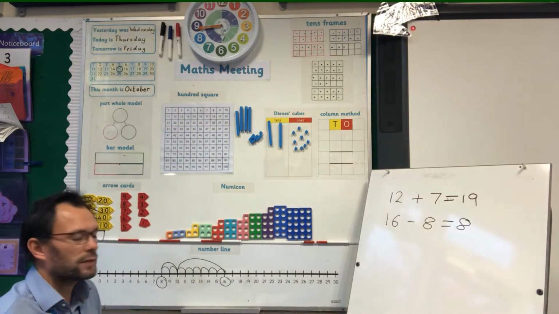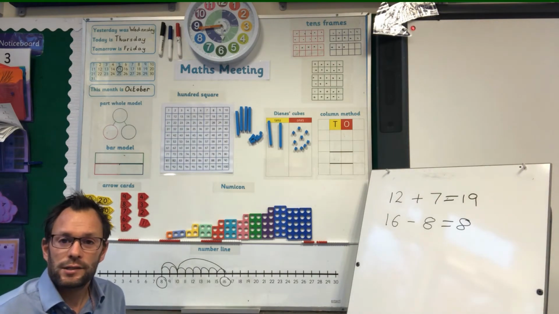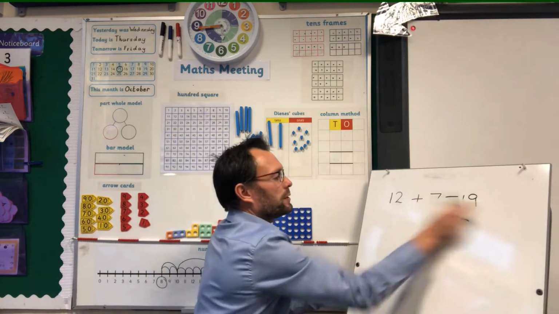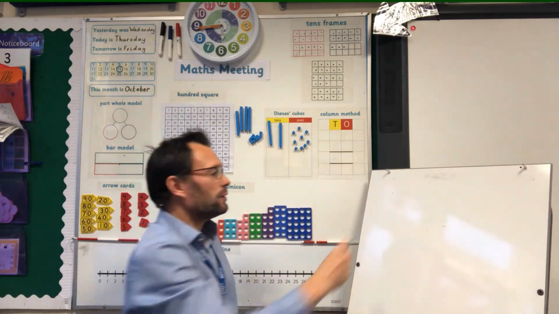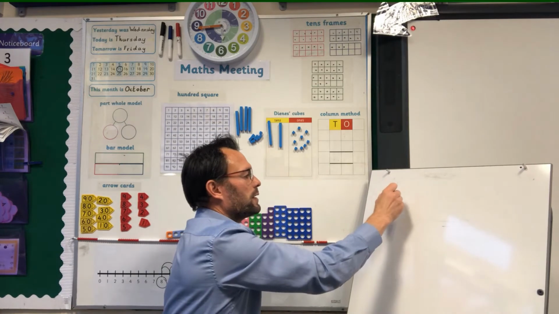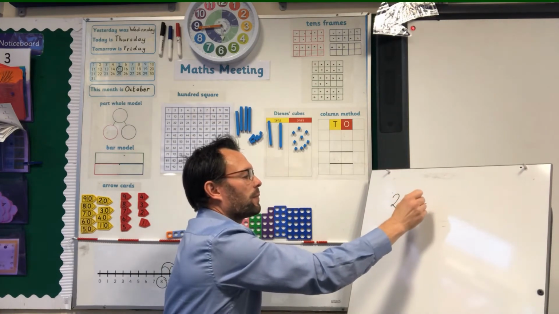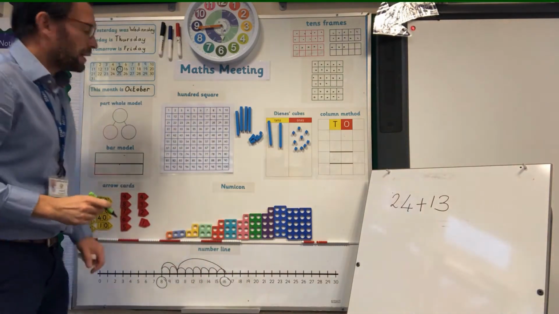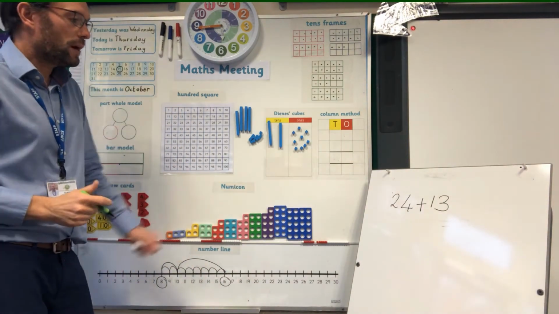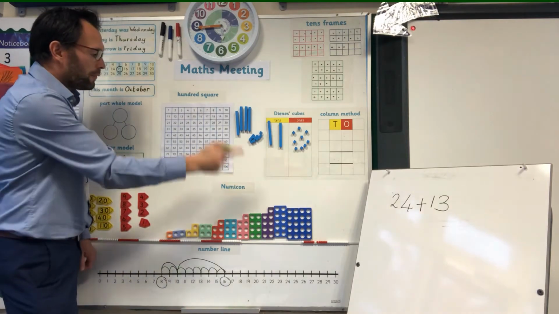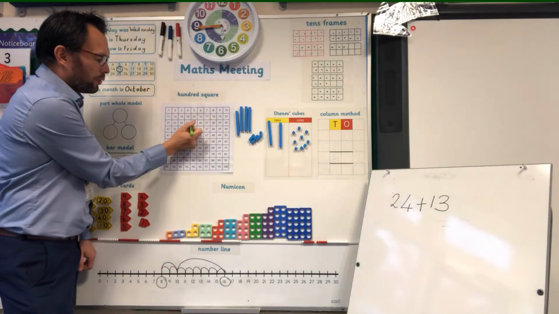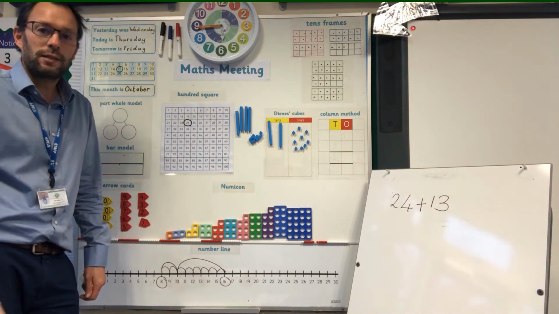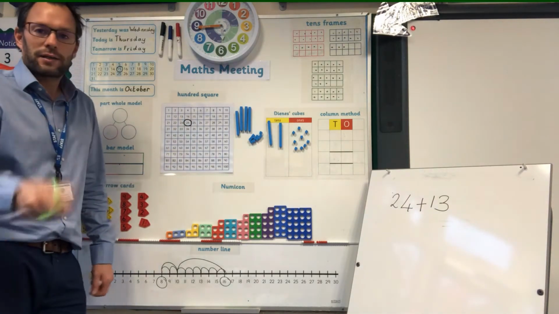Now, we have also been using other strategies to add and subtract two-digit numbers, that is, numbers with 10s and 1s. So we could, for example, do 24 add 13. And one of the ways that we would do this is by using our 100 square. So to find the answer to 24 add 13, the first thing we would do is to find 24 on the 100 square and circle it.